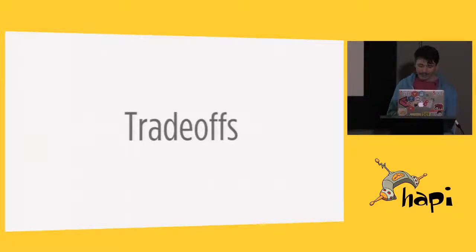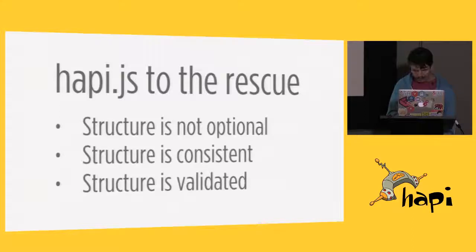We have a great tool for overcoming this, though, in Hapi. Validating all data structures is the norm rather than an outlier. It's what people do. The more common thing that you'll see in a Hapi application is validators for everything, which is awesome. Structure in Hapi is not optional. It's consistent. It's validated. It doesn't let you do a lot of crazy things that other frameworks let you do, which, as a security person, I think is great.